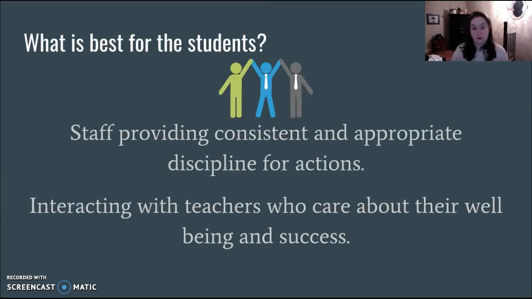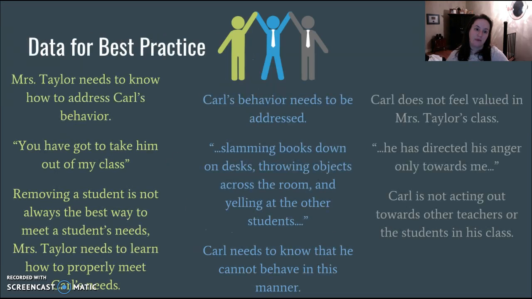What's best for Carl and all the other students is staff providing consistent and appropriate discipline for actions. So looking at that, he is being handled appropriately for his actions and how he's behaving. Also, interacting with teachers who care about their well-being and success. Carl is struggling. He doesn't have adults who want, or he feels as though they don't want, him to be successful. So what's best for him is having teachers who put that out there.